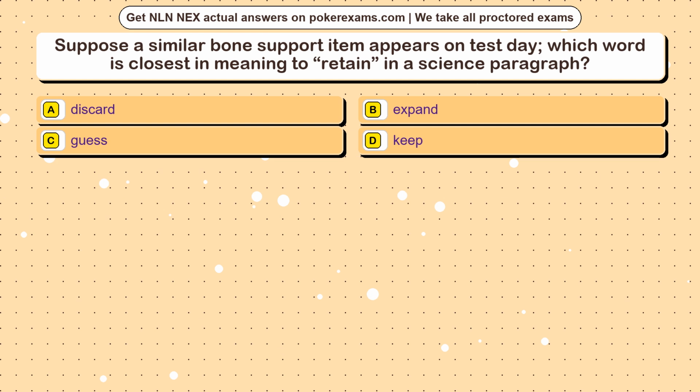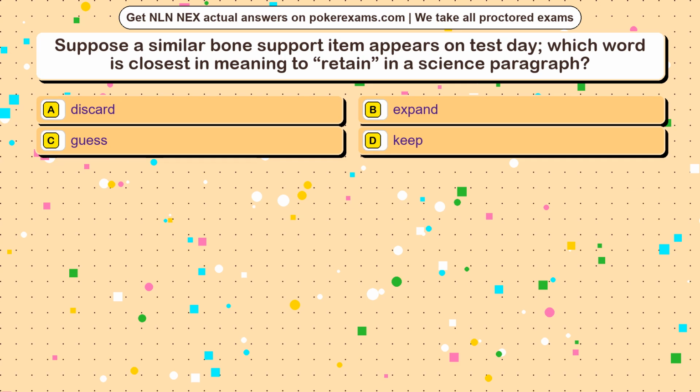Question 7. Suppose a similar bone support item appears on test day. Which word is closest in meaning to retain in a science paragraph? Option A, discard. Option B, expand. Option C, guess. Option D, keep.